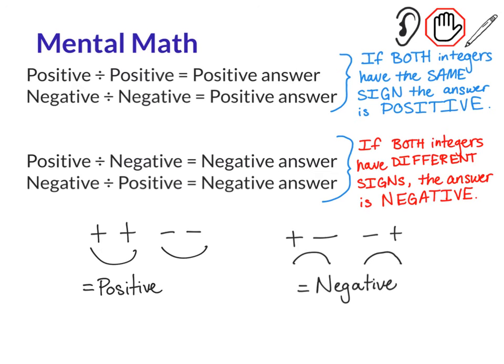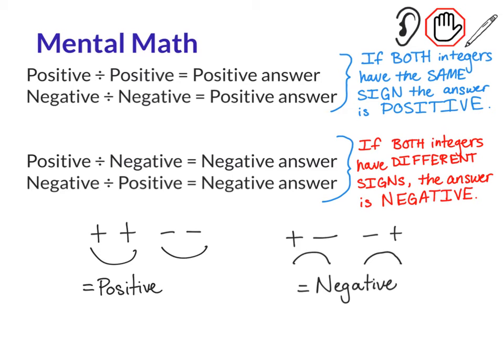Okay, our rules for mental math are the same rules from our multiplication. A positive divided by a positive is a positive. A negative divided by a negative is also a positive. If both integers have the same sign, the answer is positive. A positive divided by a negative is a negative. A negative divided by a positive is also a negative. If both integers have different signs, the answer is negative.